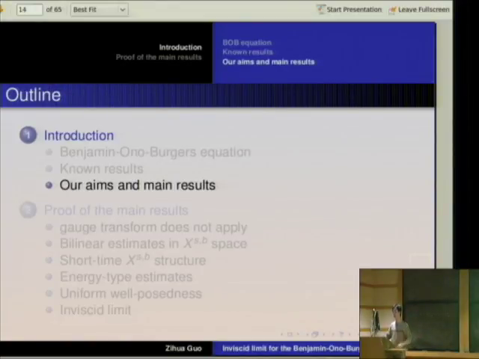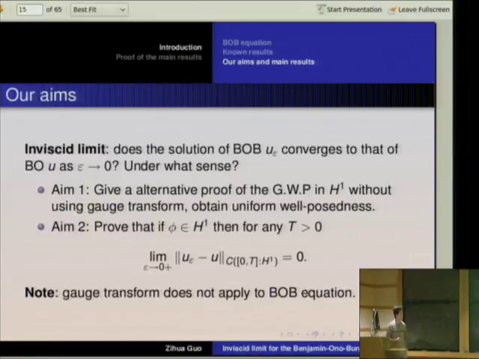So now I state our purpose. The purpose is to, you see, the BO-Burgers equation is very easy, but you depend on the epsilon, I would say, the dissipative term. And the BO equation is globally well posed. So I want to study the limit behavior. Let epsilon go to 0. What is the connection between the two solutions?